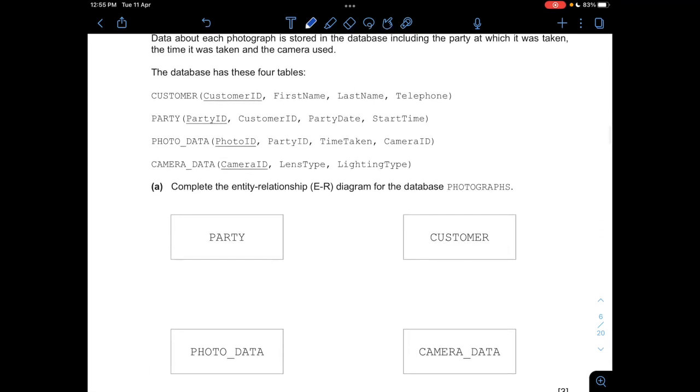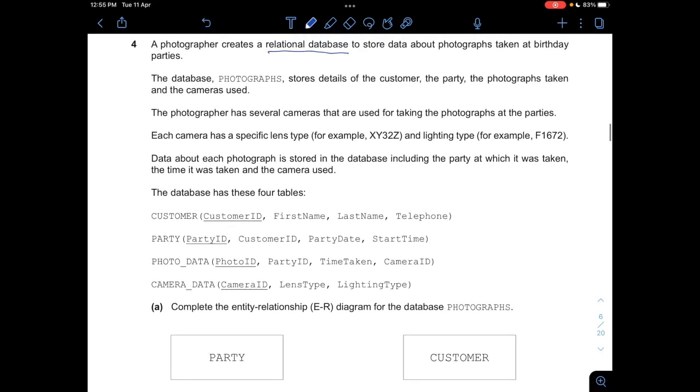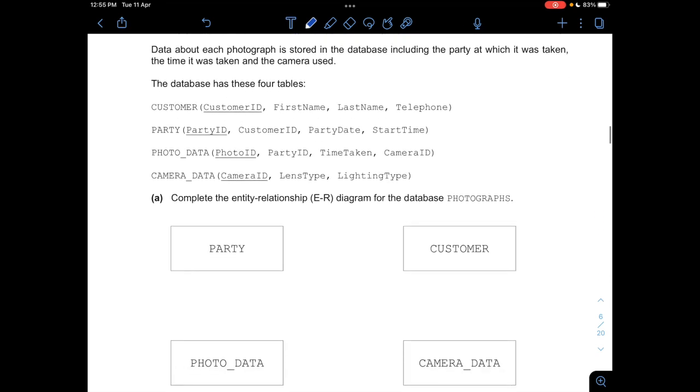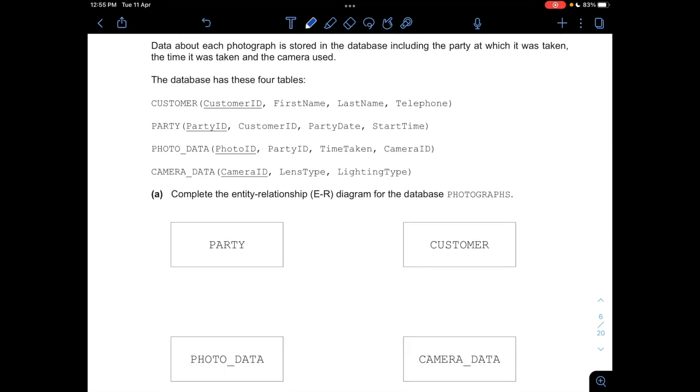And then the database has 4 tables. Right. So now, for one birthday party, normally there will only be one customer registering for it, but there can be many parties, right? So a customer could be at many parties, and they would probably hire the photographer to take pictures at multiple parties. So this would be one to many, one customer, many parties.